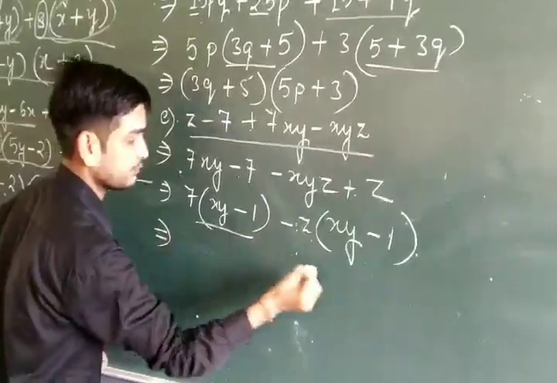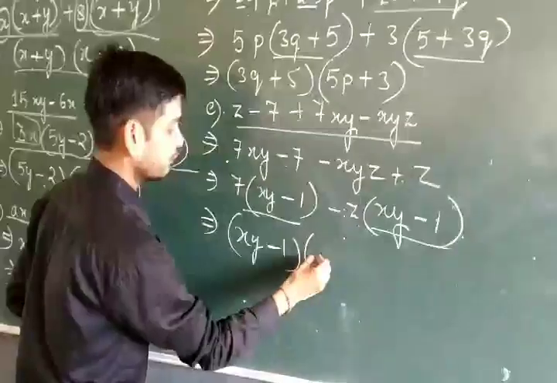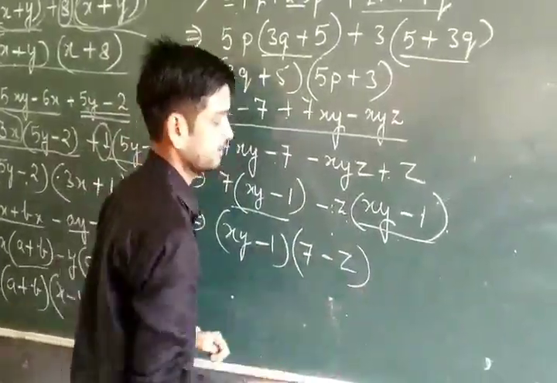So you can see here xy minus 1 will be common. So what will be remaining? 7 minus z. Thank you.